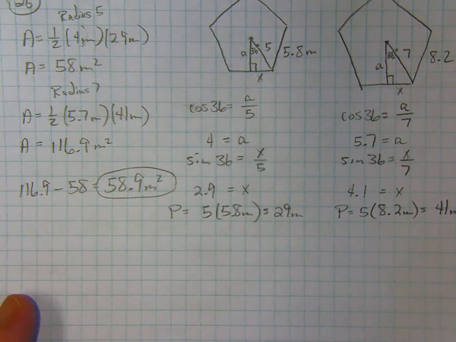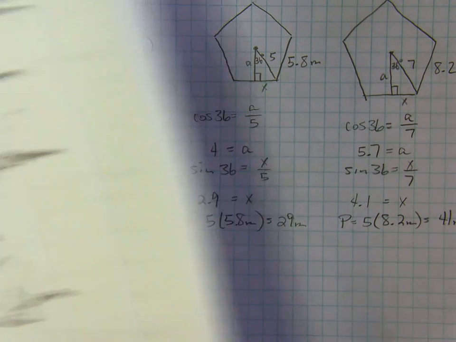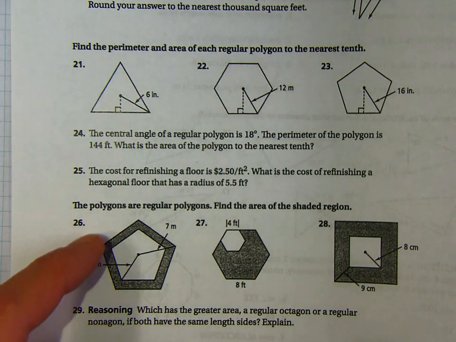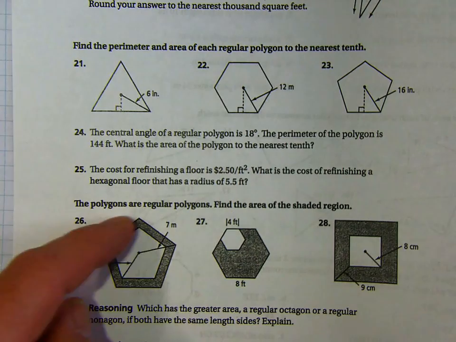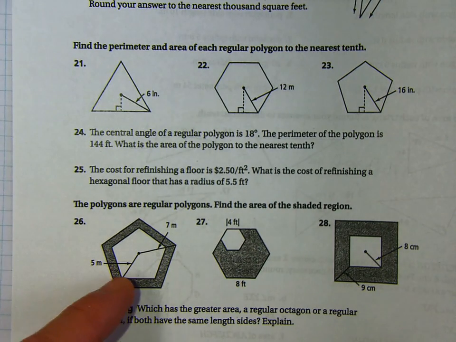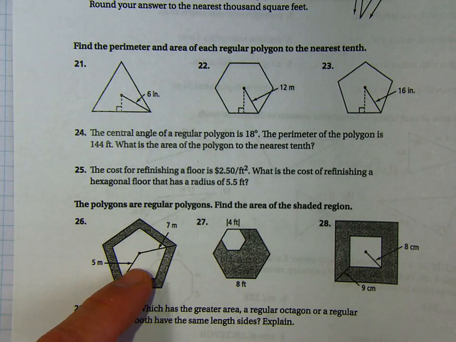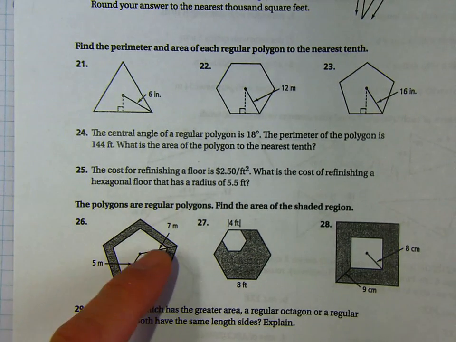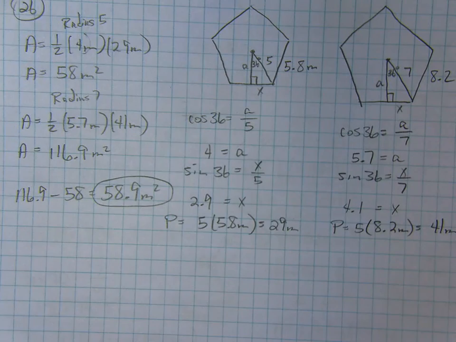Okay, number 26. They want to find the area of the shaded region, which is involving two pentagons, and they give us the radius in each one. So this is a long problem. We got to find the area of the white one with a radius of 5, and the area of the larger one with a radius of 7. Okay, so here's my work.